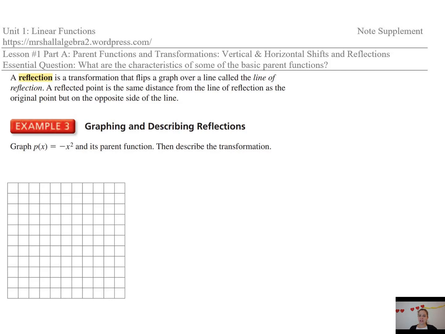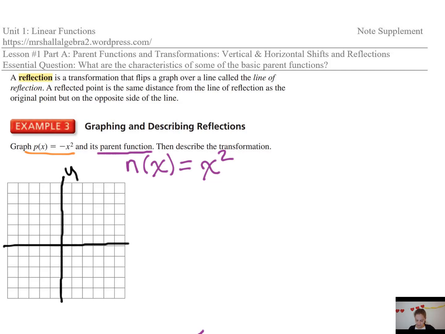Okay, so negative x squared is a quadratic function, so it's from the family of quadratics. They've already used p to describe the original, so for the parent function I can't use p, I'll use n. N of x equals x squared. And I'll graph p of x equals negative x squared on the same axes. Let me add my y-axis and my x-axis. Now this is when you might be more likely to put it in your graphing calculator and then look at the table and plot those points.